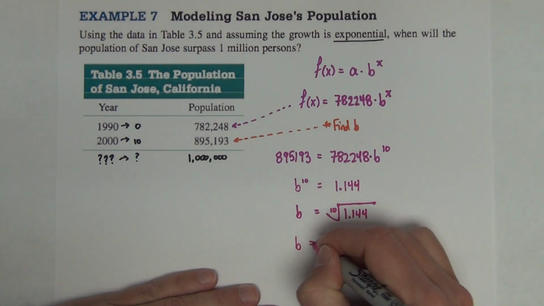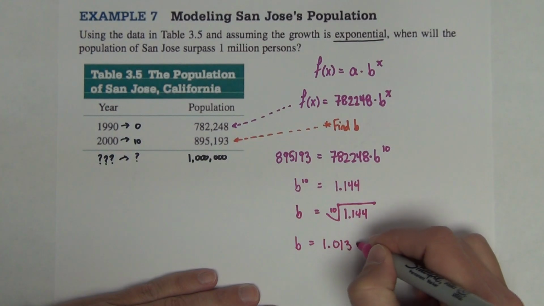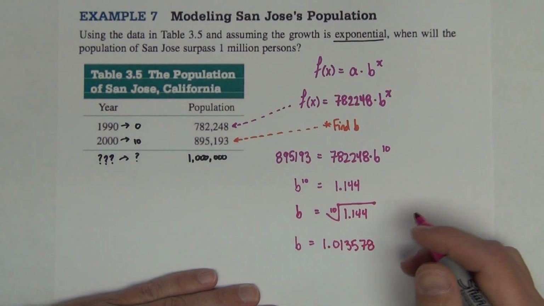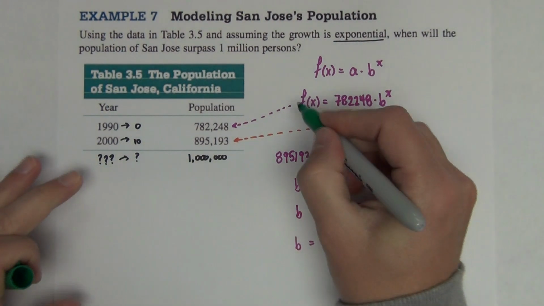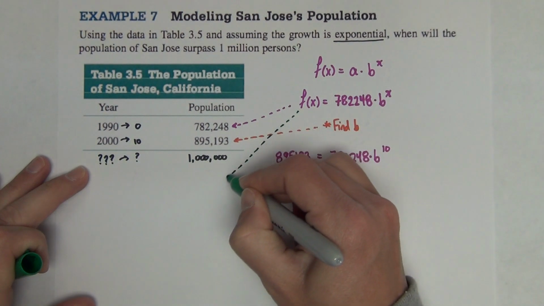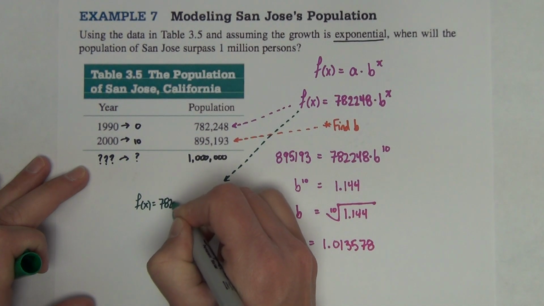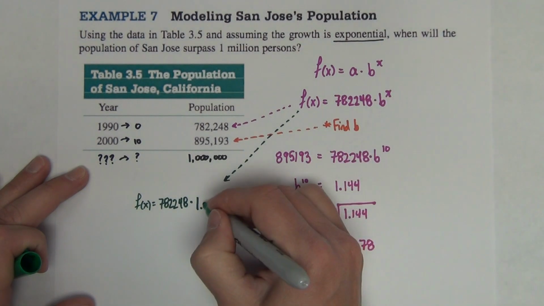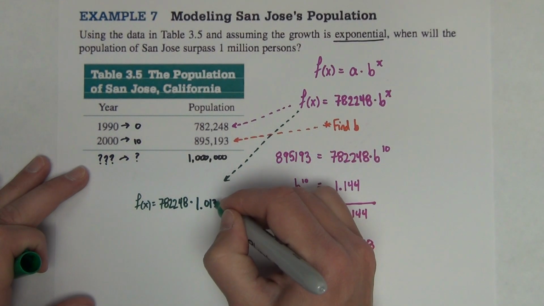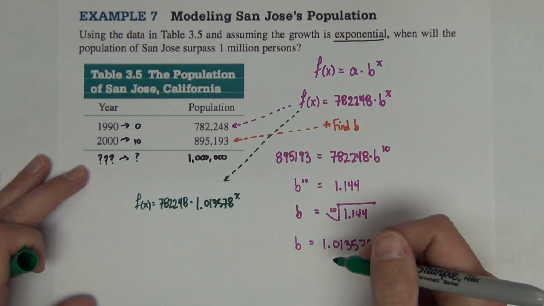And so I get B to be 1.013578. I'll go maybe that far. Okay, so what does that give us then? That now makes our model, this right here, be f of x equals 782,248 times 1.013578 raised to the x.